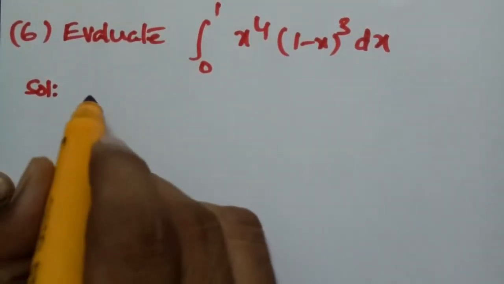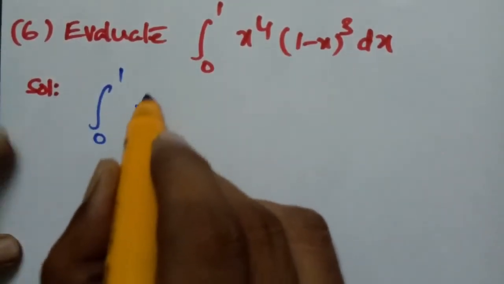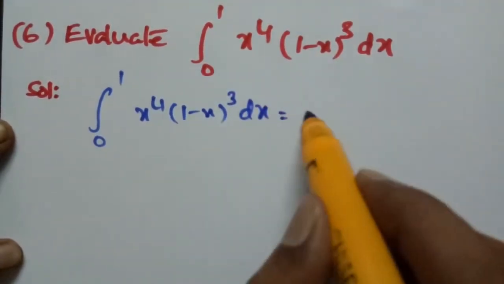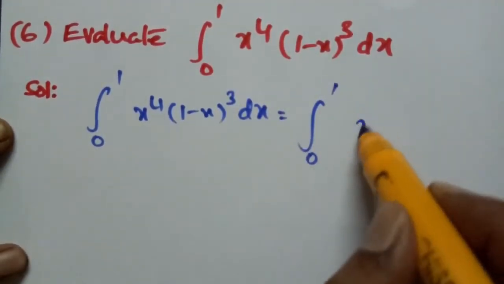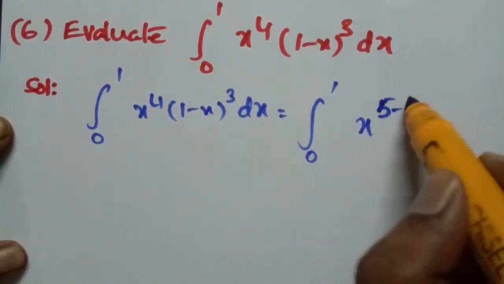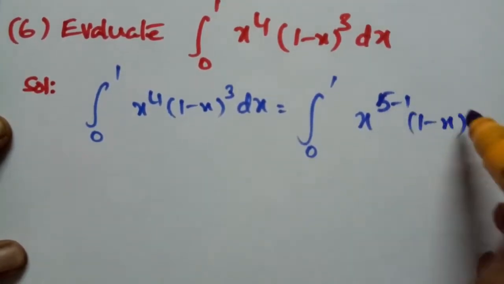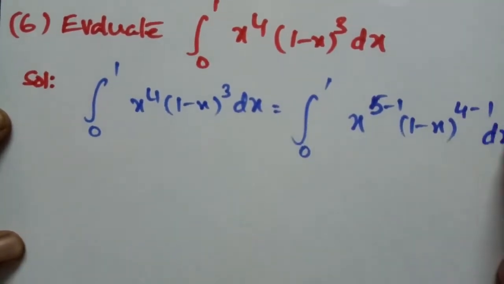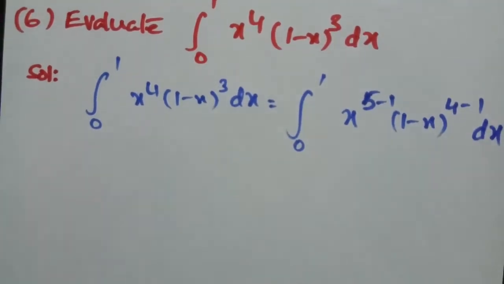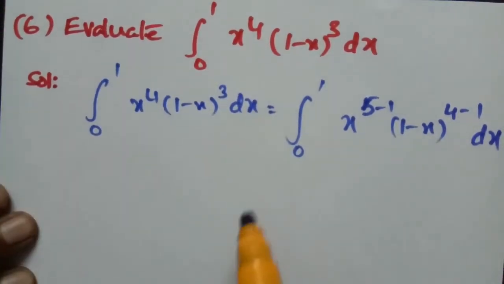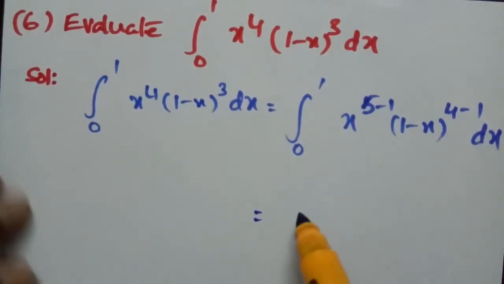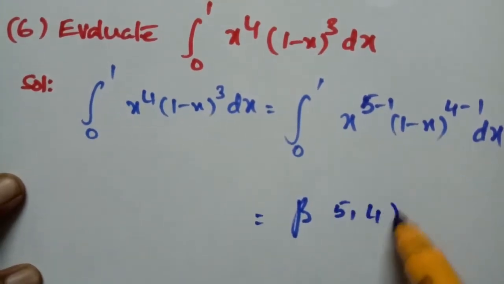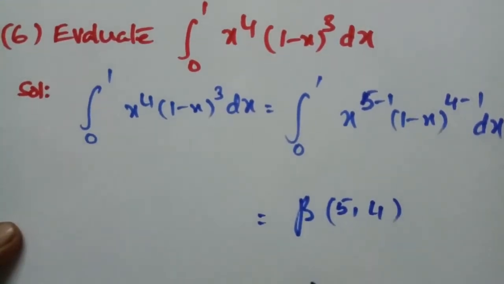This is very simple. Integral 0 to 1 x to the power of 4 into (1 minus x) whole cube dx can be written as integral 0 to 1 x to the power of 5 minus 1 into (1 minus x) whole to the power of 4 minus 1. So 4 can be written as 5 minus 1, 3 can be written as 4 minus 1. Therefore, this is of the form by the definition of beta m comma n, where m is 5, n is 4, by the definition of beta function.